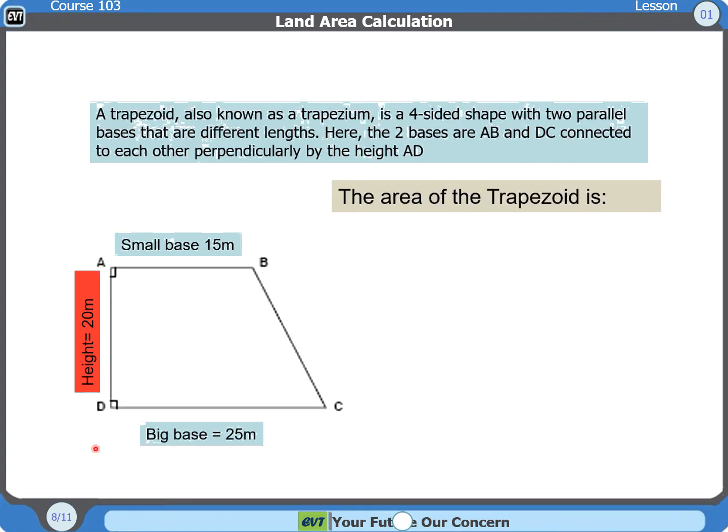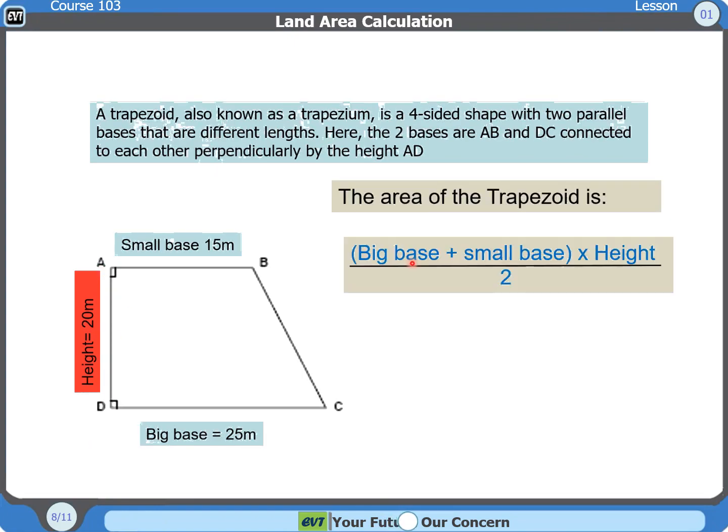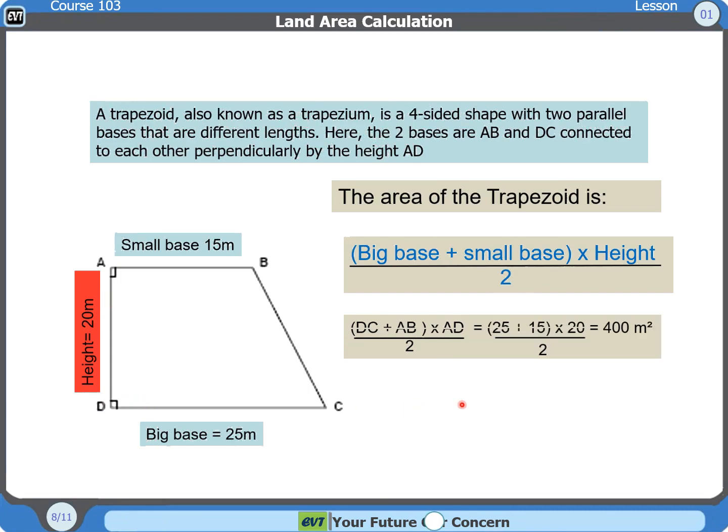The area of a trapezoid is the big base plus the small base, times the height, all divided by 2. Application, we have DC plus AB times AD, the height, divided by 2. Application, we have 25 plus 15, all times 20, divided by 2, which gives 400 square meters.